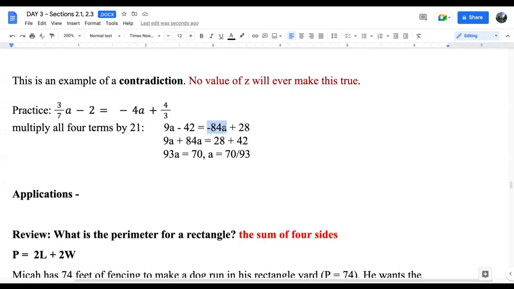Then we can move this negative 84a to the left-hand side. At the same time, we move this negative 42 to the right-hand side. So they all become plus. 9a plus 84a, that's 93a. 28 plus 42, that's 70. So a equals 70 over 93. Only one solution here.